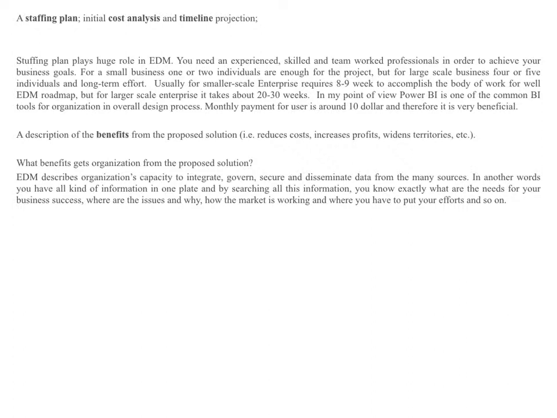What benefits can we get from the proposed solution? EDM describes an organization's capacity to integrate, govern, secure, and disseminate data from many sources. In other words, you have all kinds of information in one place, and by searching all this information, you know exactly what the needs are for your business success, where the issues are and why, how the market is working, and where you have to put your efforts, and so on.